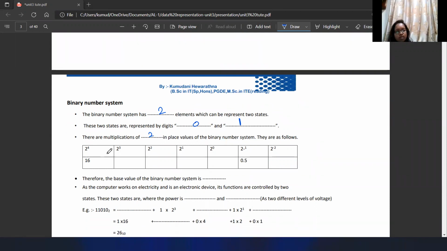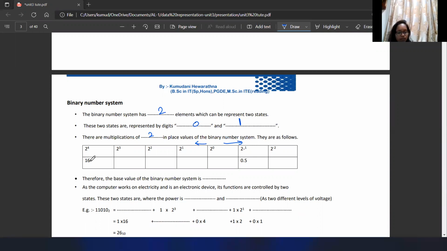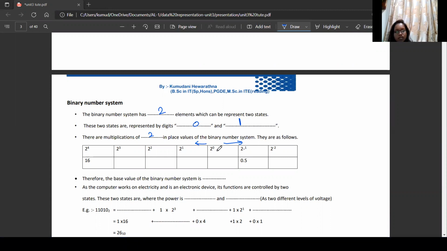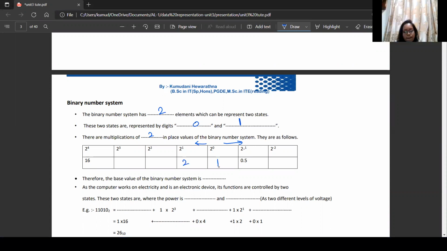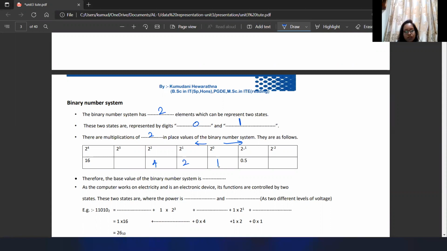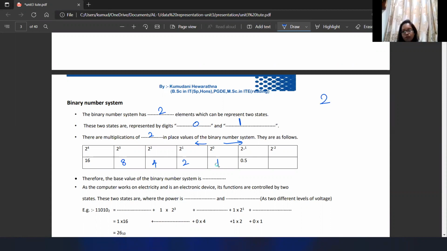They are as follows. Starting again from 2 to the power 0, 1, you have to go this way as positive values and this direction as negative place values. So let us fill this one. 2 to the power 0 is how much? 1. 2 to the power 1? 2. 2 to the power 2? 4. 2 to the power 3? 8. 2 to the power 4? 16.